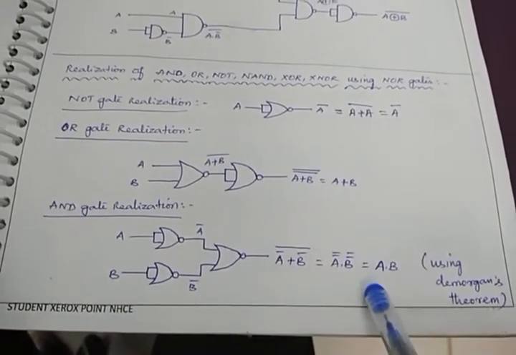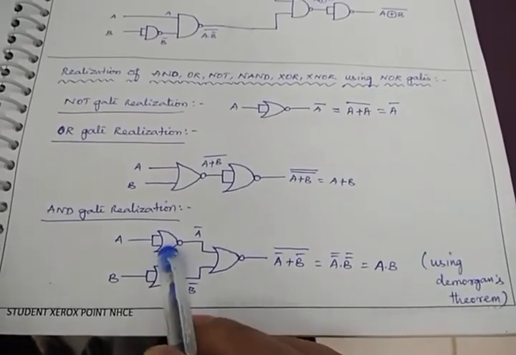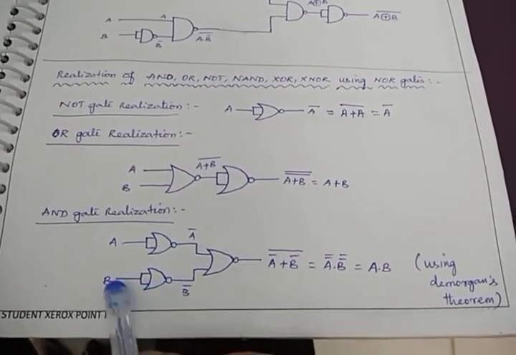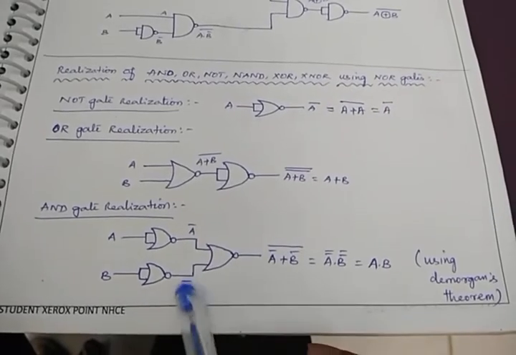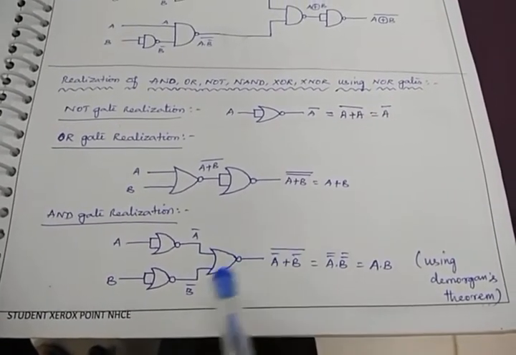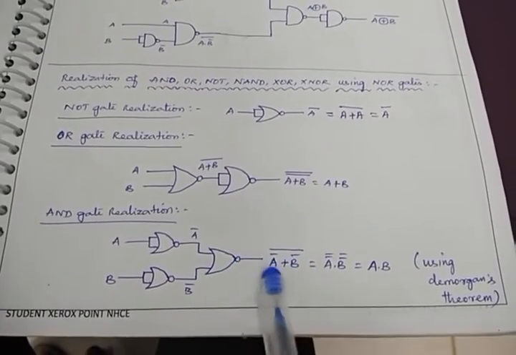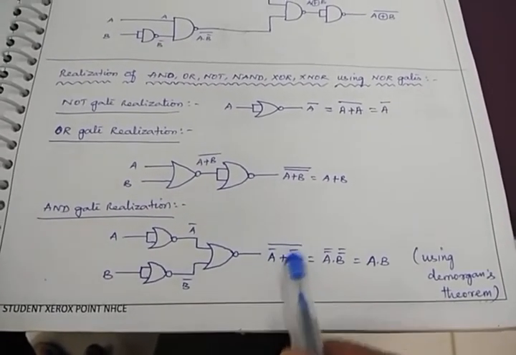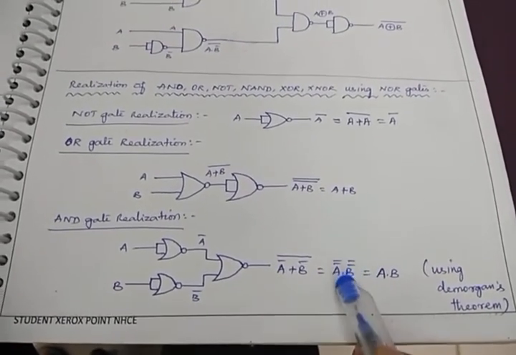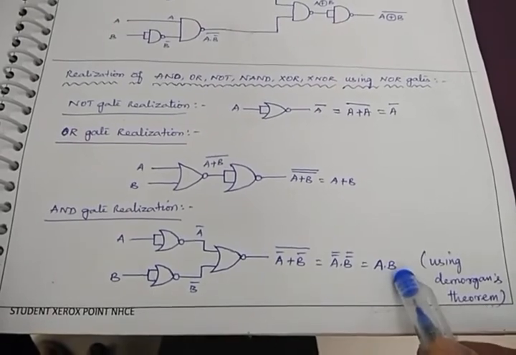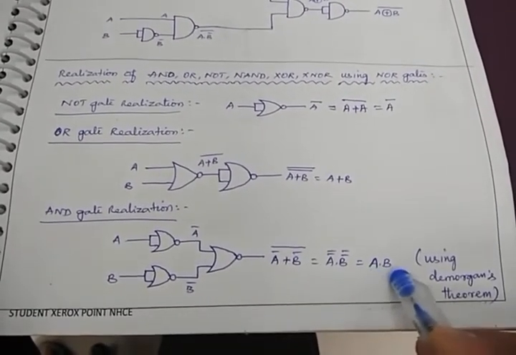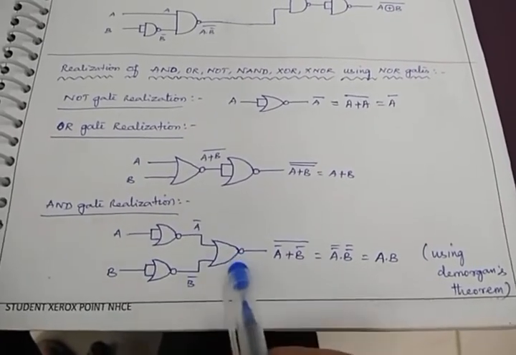Next one, AND gate. AND gate output we know is A dot B. So here I am connecting a NOR gate individually to A and B. I will be getting here A bar, B bar. Then put one NOR gate. At that time you will be getting A bar plus B bar whole bar. Apply De Morgan's theorem, you will be getting A double bar dot B double bar. So A double bar means A, B double bar means B. So finally, the output of the AND gate is realized by using only NOR gate, right?